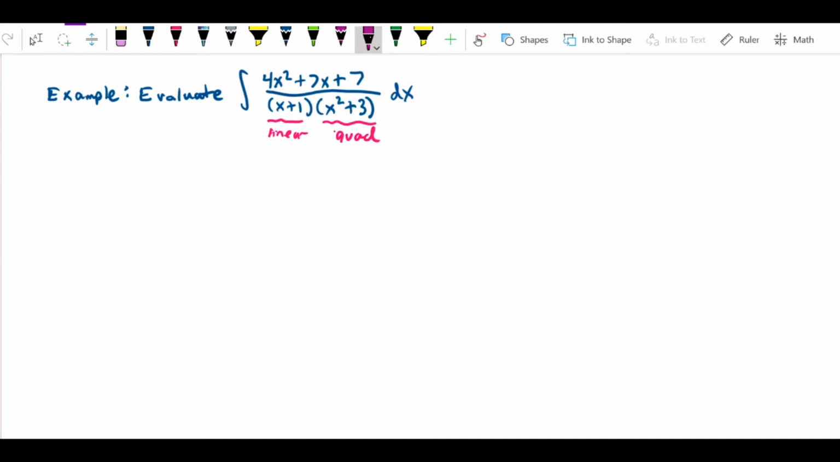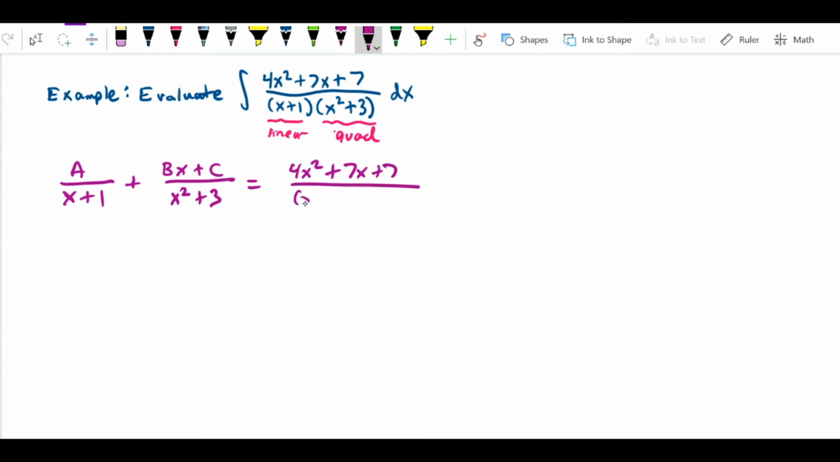Recall that the rule for an irreducible quadratic factor is that instead of getting just a single constant, it gets two constants and an x over it. So let me set this up. We have A over x plus 1, dealing with the linear factor that way. But for the quadratic factor, we have to put Bx plus C over x squared plus 3. So this is the correct decomposition setup of this rational function: x plus 1, x squared plus 3.